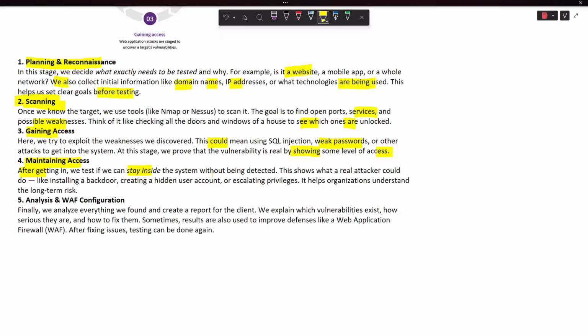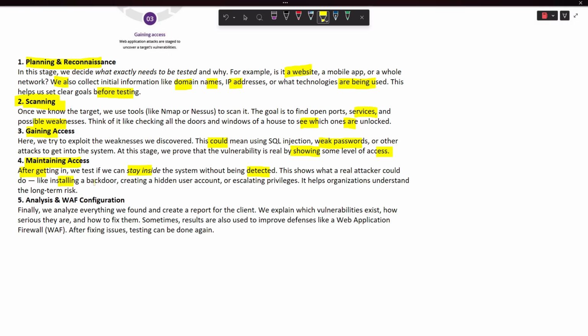basically, whether we can stay inside the system without being detected. So in maintaining access, we try to stay inside without being detected by the system, or the security features that they have implemented. It could be a WAF or anything like that, on a defensive level. So this shows what a real attacker could do.